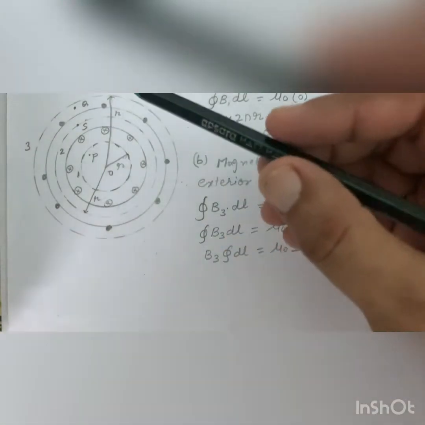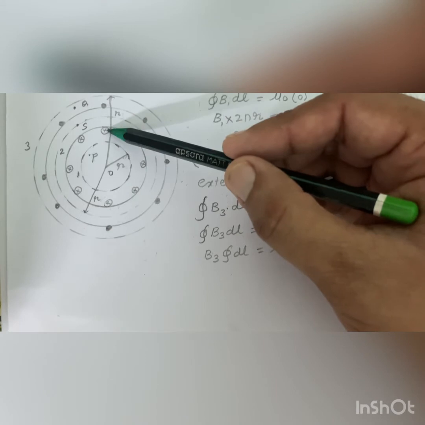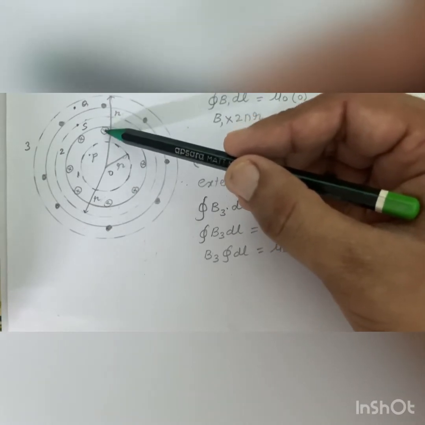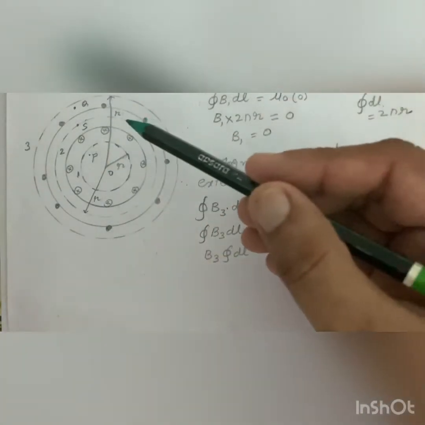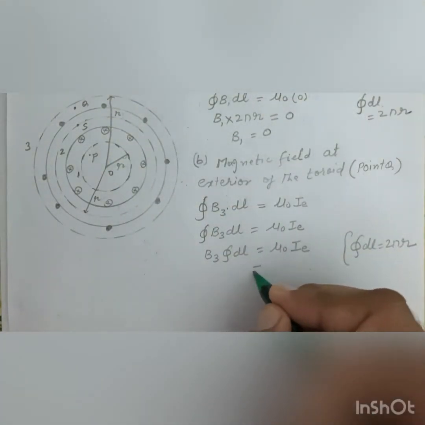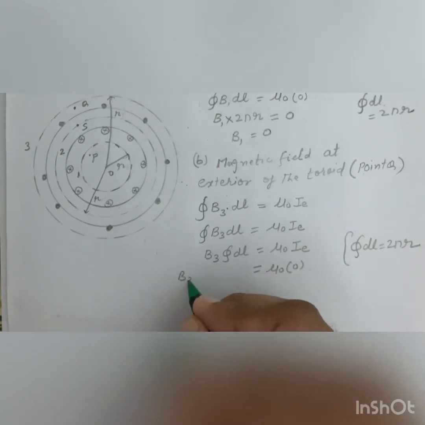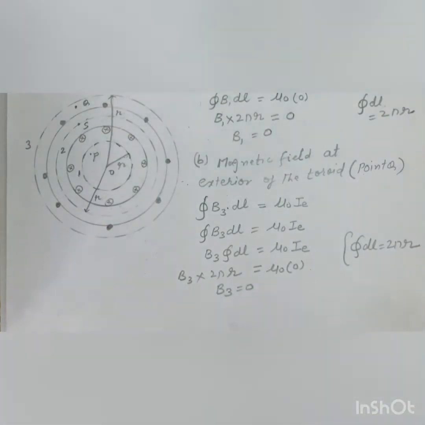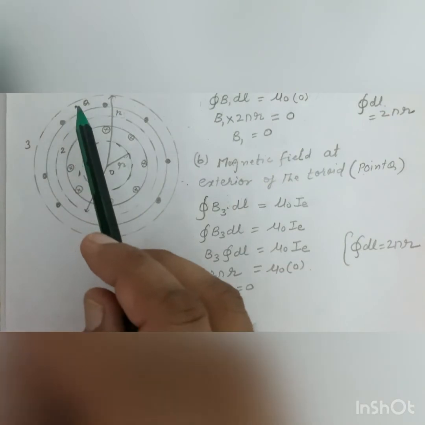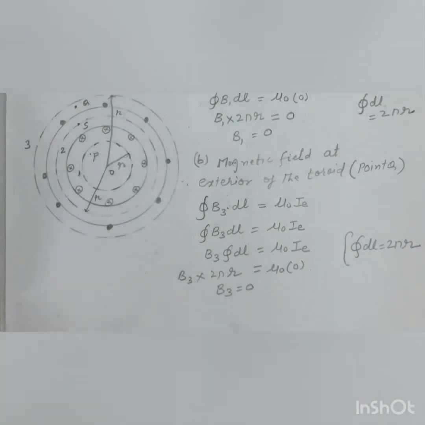Here we see current is coming out and going inside, so they cancel the effect of each other. So the net current is again 0, and we get B3 equal to 0. It means the magnetic field at a point exterior of the toroid is 0.